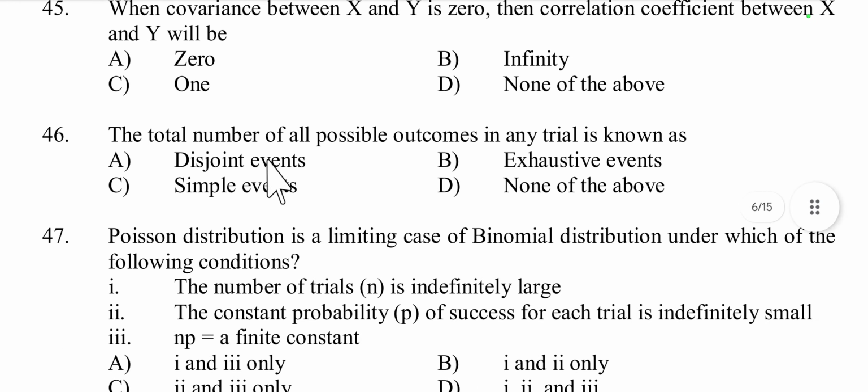Then question number 46. The total number of all possible outcomes in any trial is known as disjoint events, exclusive events, or simple events. This is called exhaustive events, because exhaustive events include all possible outcomes of a trial. So option B is the right answer.